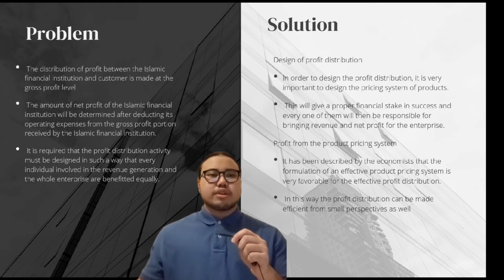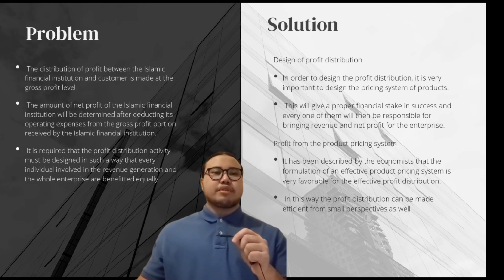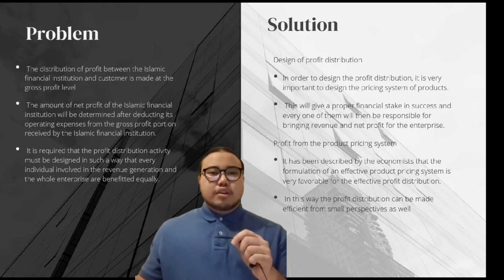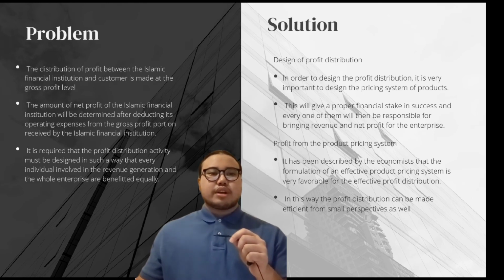Lastly, the solution for the issue is the design of profit distribution. In order to design the profit distribution, it is very important to design the pricing system of the product. This will give both the producers as well as the exporters a proper financial stake in success, and every one of them will then be responsible for bringing revenue and net profit for the enterprise. In this way, the profit which is distributed individually becomes competitive with other sources of income and other production opportunities.